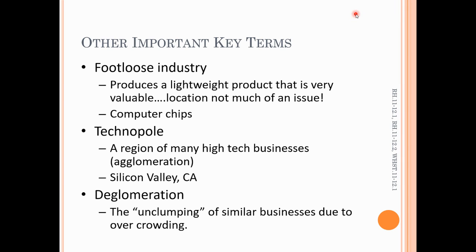Another key term, technopole. A technopole is an area with lots of high-tech businesses, an agglomeration of them. The most famous one would be Silicon Valley in California, your tech startups. So that's kind of what you think of. And then deglomeration is if there's overcrowding, maybe too many businesses of one industry in one place. They've agglomerated too much, so it's going to be deglomeration. They're going to unclump, and we're going to see them start to actually spread out.